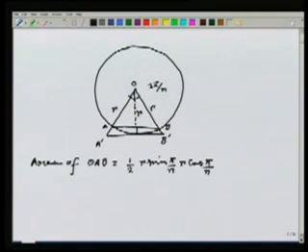Now, how many such triangles are there? I have two triangles. So what I have written as half is actually the half of OAB. So area of OAB is this times 2. So it is r sine pi by n times cosine pi by n.